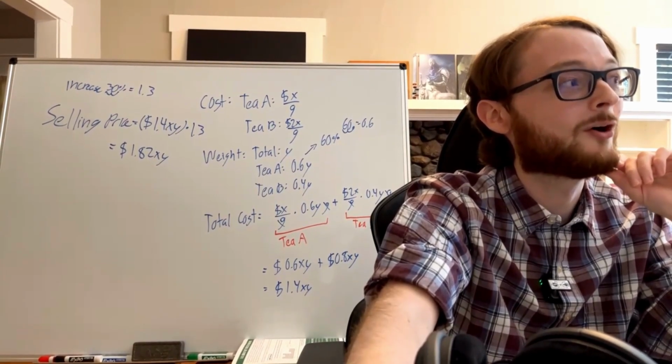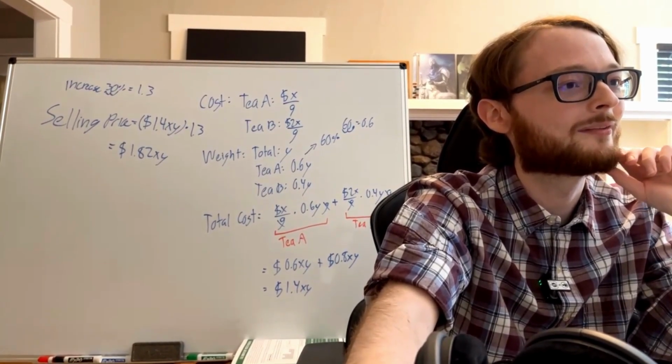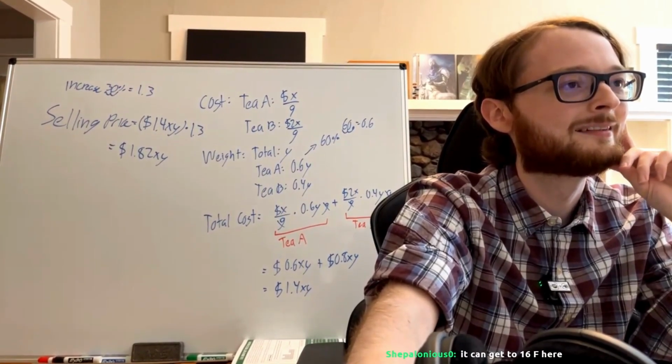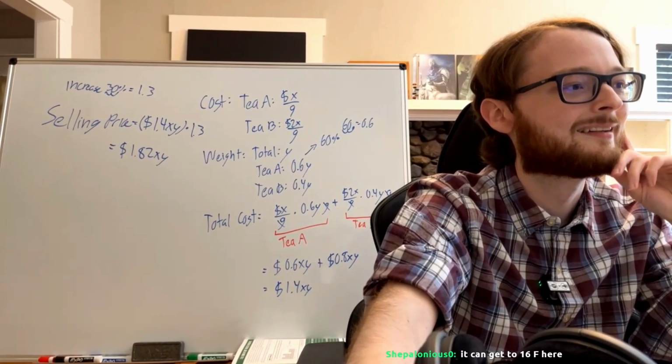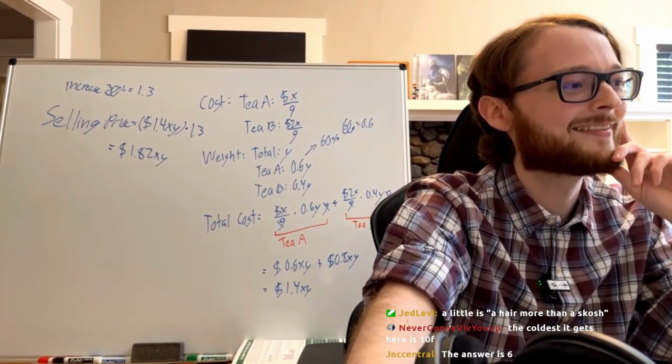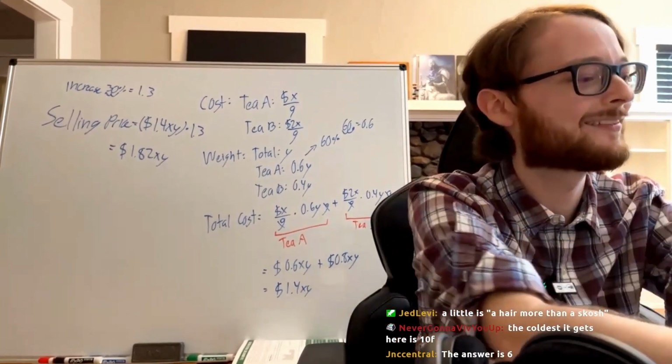Get to 16 F. Oh god, yeah, that's below. That's like below freezing by a good bit. A little hair more than a Scotch. Hey, Central. The answer is 6. Oh, thank you.